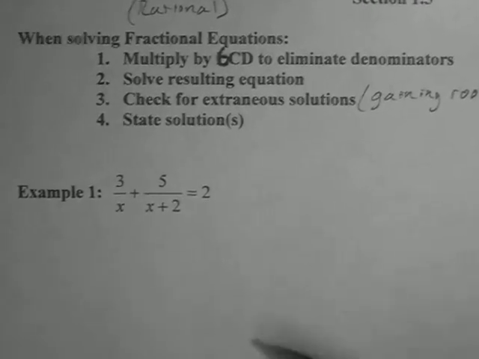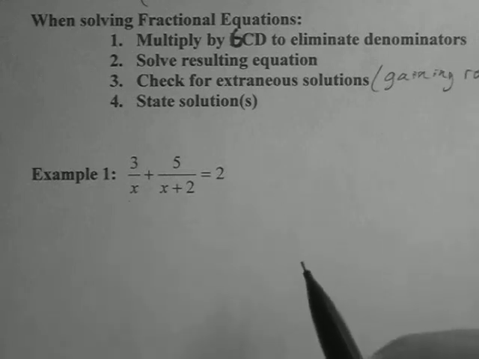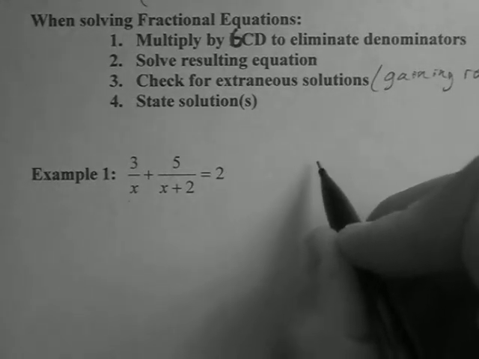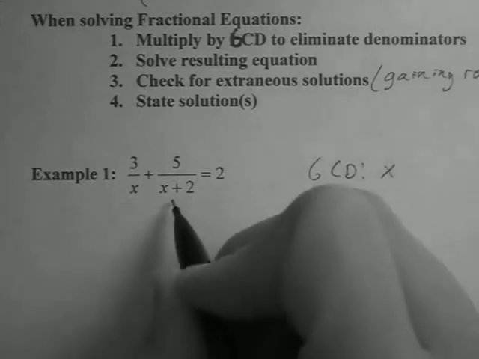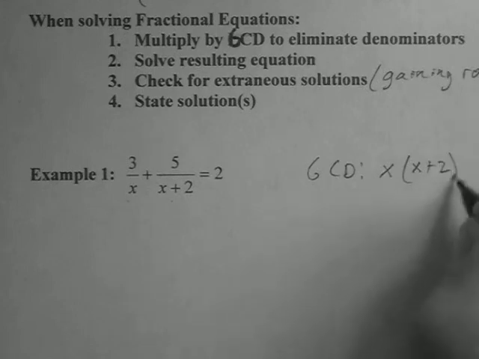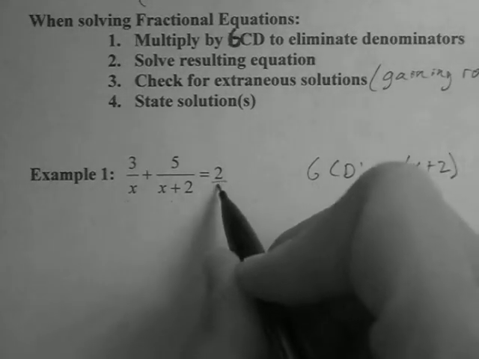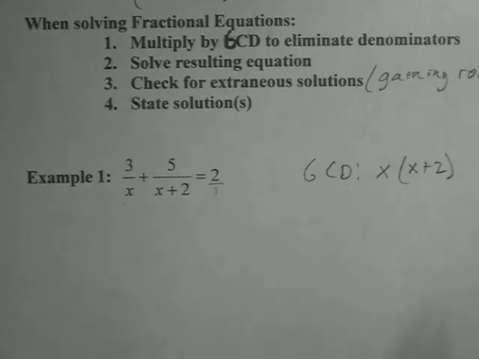So for this first one, I have x in my denominator, so that's going to be part of my greatest common denominator. It's going to be x. In this I have x plus 2, so I'm going to have to multiply everything by x plus 2. And right now this is 2 over 1. That doesn't affect my greatest common denominator, so I'm not going to worry about it too much.